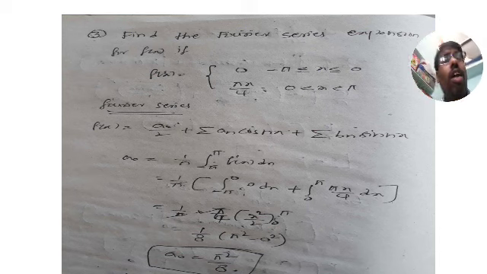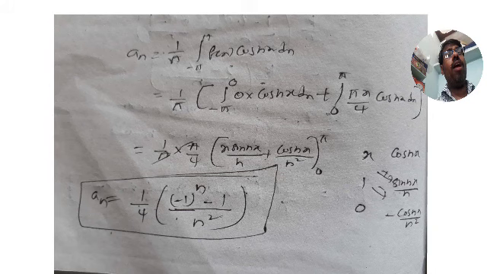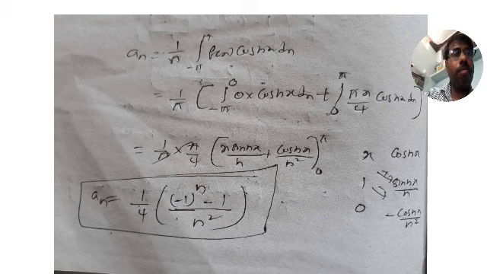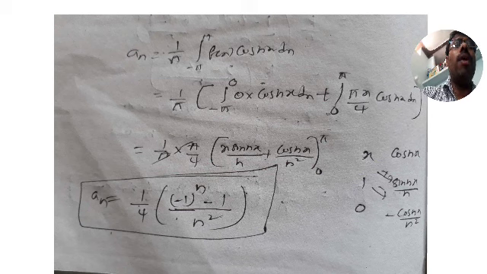Another 15 minutes to go. Here we are able to find a naught. Now let us go for a n. What is the a n formula? Can you recollect what the a n formula is? Yes. A n is 1 by pi integration minus pi to pi f of x into cos n x.